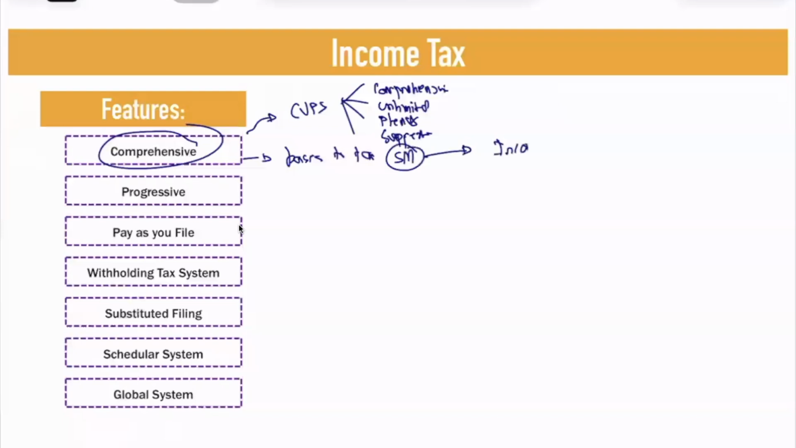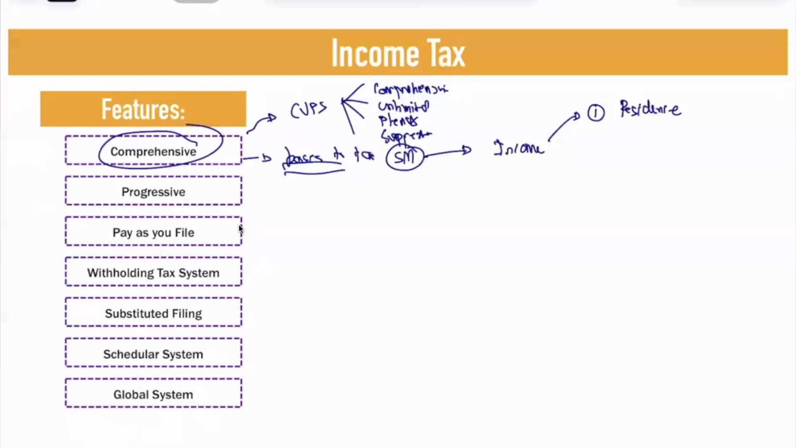Again, we said our subject matter is the income. So what is the basis to tax the subject matter so that we can say it is comprehensive? Generally, we tax an income first based on the residence. So if the taxpayer is here in the Philippines, then we tax the taxpayer in the Philippines if ever the income is earned here in the Philippines.